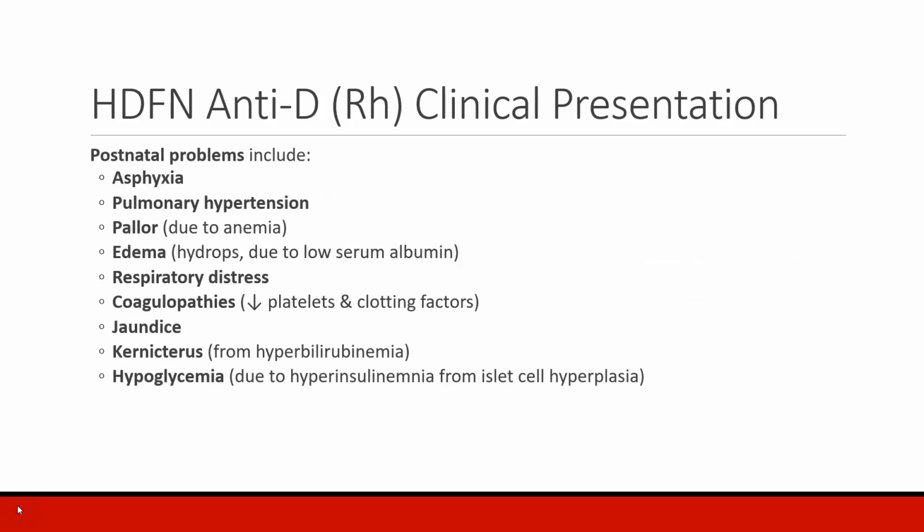Clinical presentations postnatally, meaning after birth: asphyxia, pulmonary hypertension, pallor due to the anemia, edema due to hydrops and low serum albumin, respiratory distress, breathing issues. Coagulopathies include decreased platelets and clotting factors, jaundice, kernicterus. Remember, kernicterus was where the bilirubin will coat the brain. And then hypoglycemia due to hyperinsulinemia from islet cell hyperplasia.